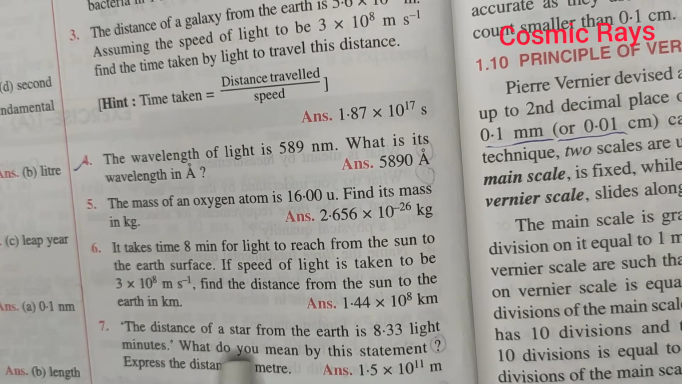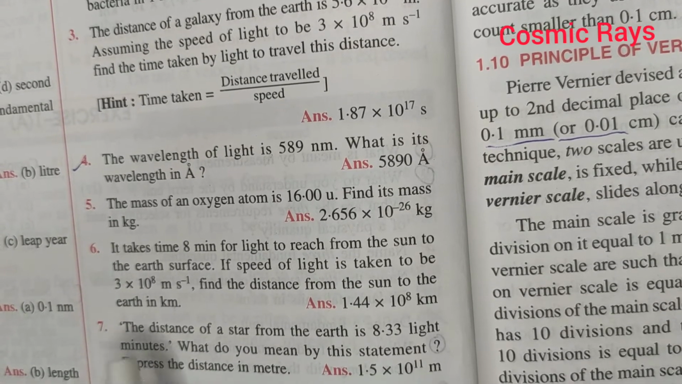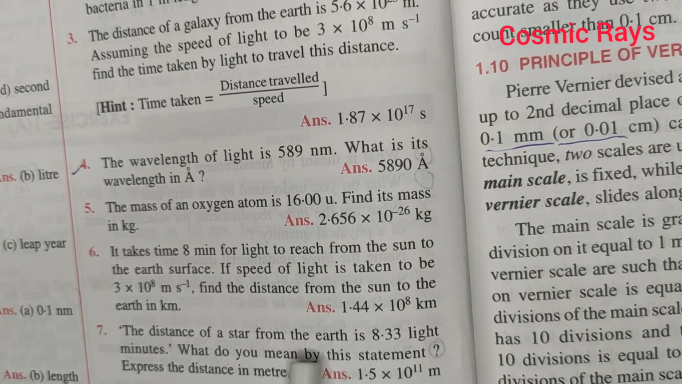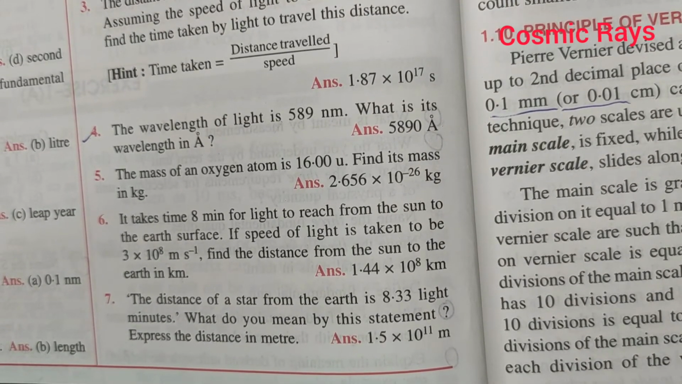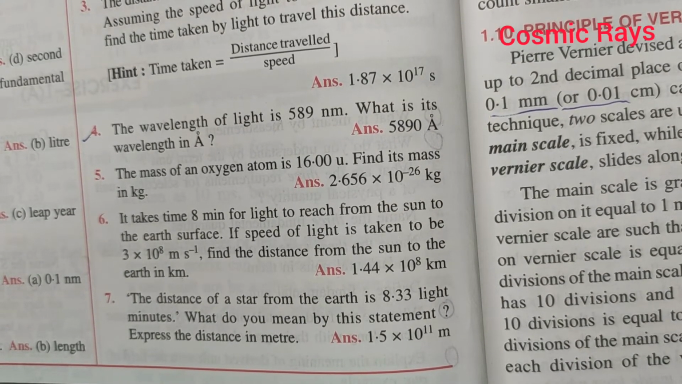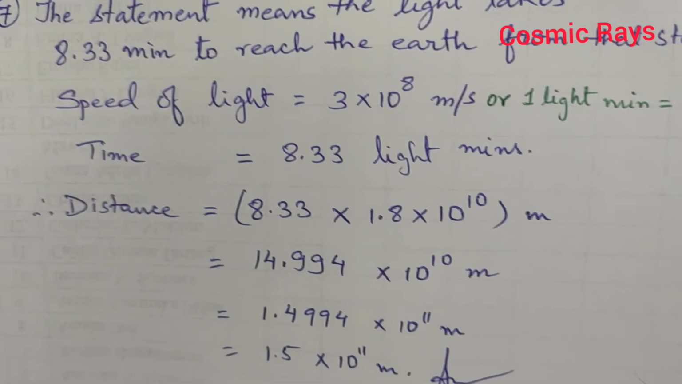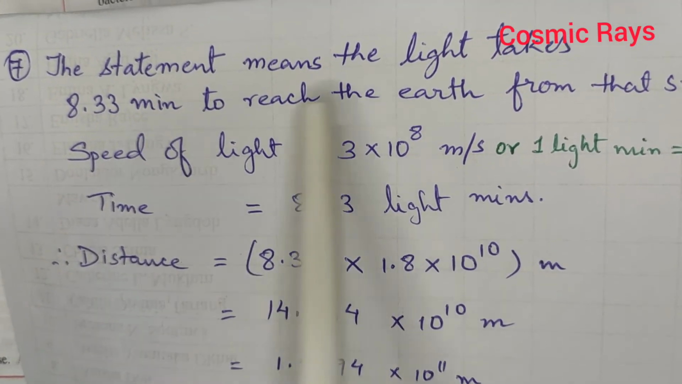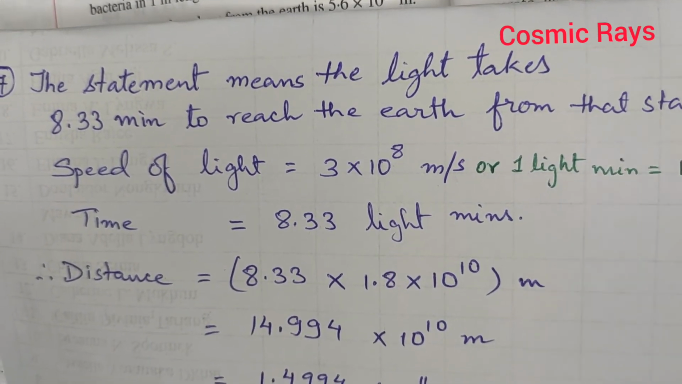Now coming to the last question, it says the distance of a star from Earth is 8.33 light minutes. What do we mean by this statement? And express the distance in meters. So by the statement that the distance of a star from Earth is 8.33 light minutes, we mean that the light from that star takes 8.33 minutes to reach from that star to the Earth surface. So we have written this, and this is what it means. So here the statement means that the light takes 8.33 minutes to reach the Earth from that star.